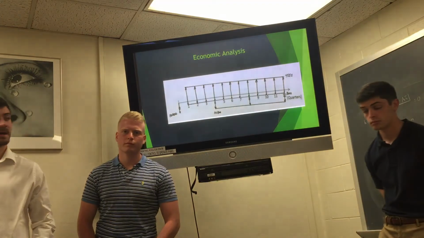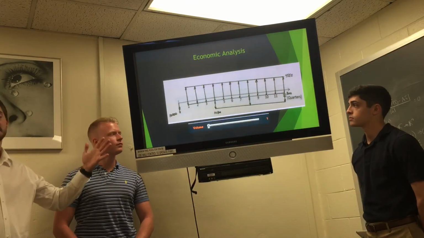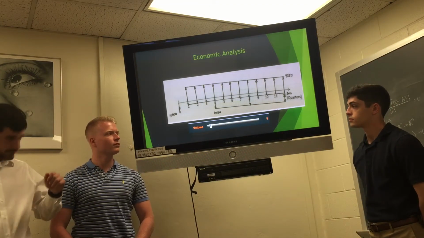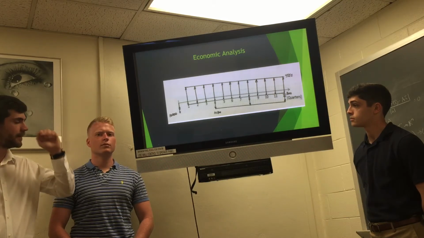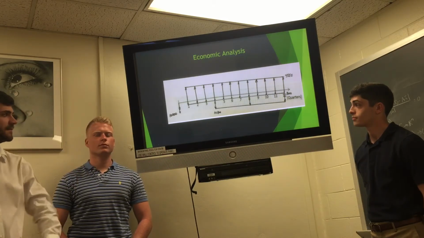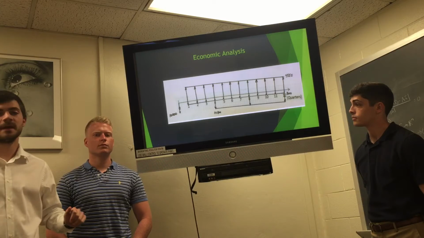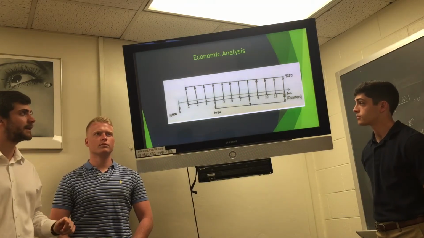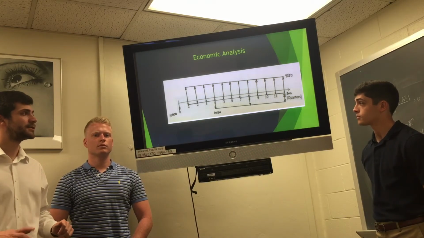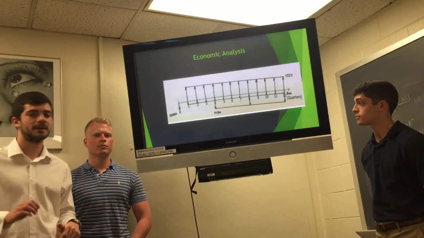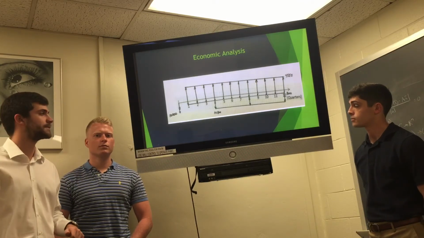Here we have economic analysis. Here we have our cash flow diagram. We have initially a $10,000 investment from VTEPs. Then we have a $4,550 revenue for each quarter. Our cash flow diagram is broken down by quarters, 12 quarters, 3 years overall.